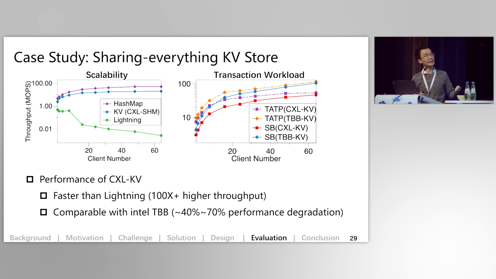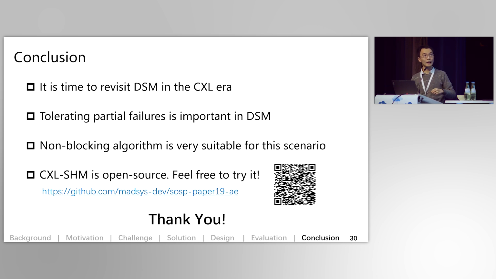So that is the overall information of our work. As a conclusion, we think that currently it's a good time to revisit the distributed shared memory model in this CXL era. We also think that non-blocking algorithms will play an important role in future research on CXL, because they can help us tolerate partial failures. The source code of our system is also open sourced. You can use it and contact us if you are interested. That's all of our presentation. Thank you, and I'm ready for the questions.